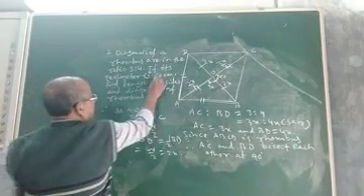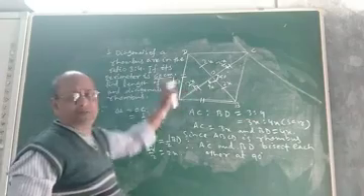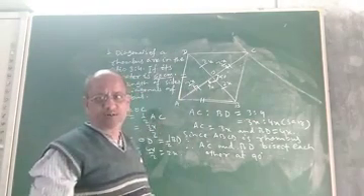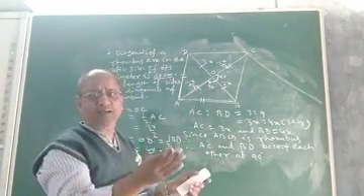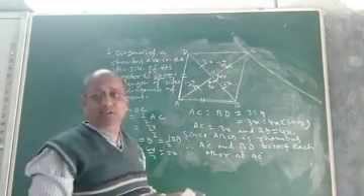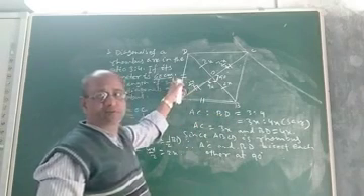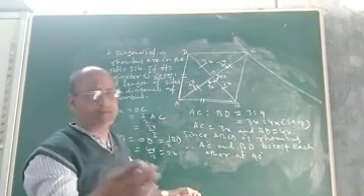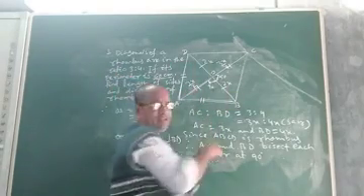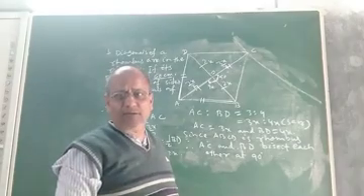What is the perimeter? Perimeter of the rhombus is given to us in this question. We are given the two diagonals, they are in the ratio 3:4 and the perimeter of the rhombus is 60 centimeter. What is meant by perimeter? Perimeter means sum of the four sides. Sum of the four sides of the rhombus, that is perimeter.